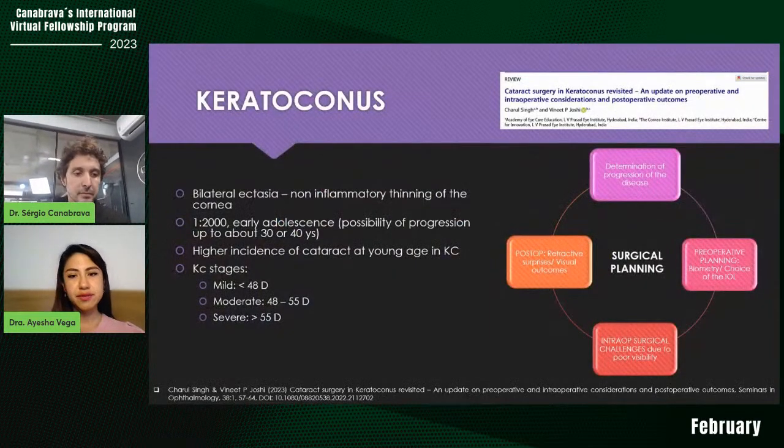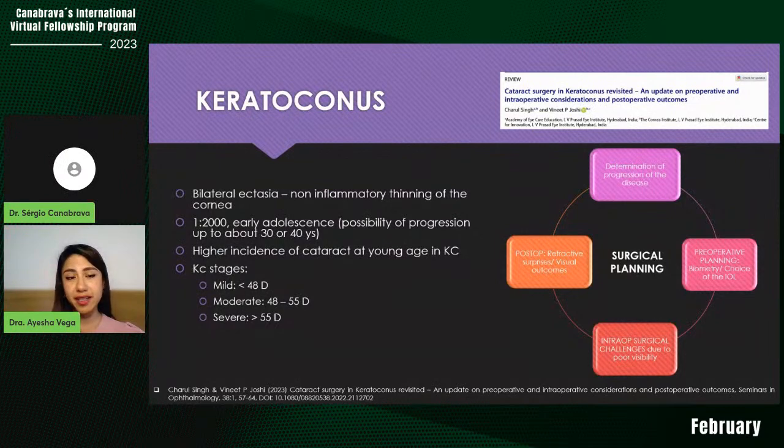So we need to remember that keratoconus is a bilateral ectasia due to non-inflammatory thinning of the cornea, right? About one in every 2,000 people are estimated to develop keratoconus, with onset especially in early adolescence and progression up to 30 or 40 years. After that age, it generally stabilizes. There is a higher incidence of cataract in patients with keratoconus, especially at young age. And that's really an issue because planning the surgical technique and the preoperative IOL calculations are kind of difficult here.